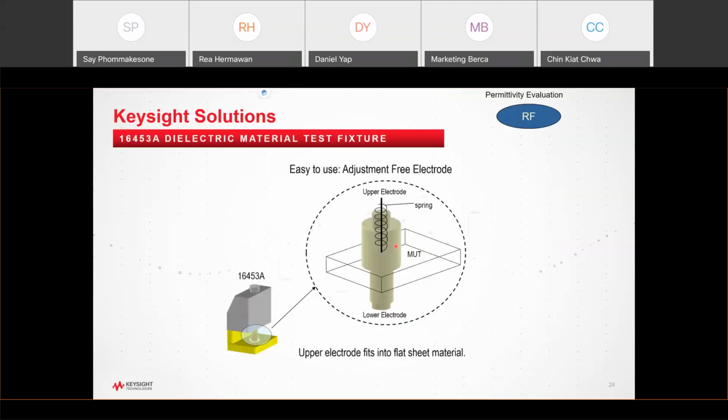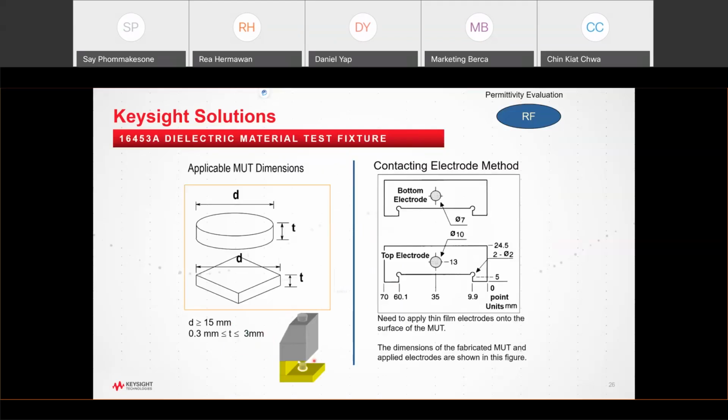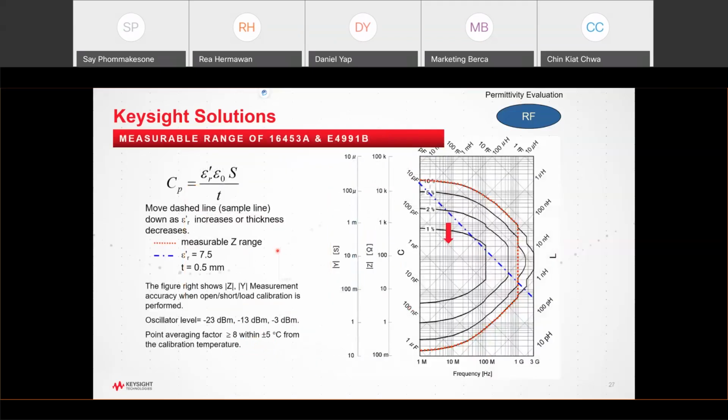The sample, basically, this fixture has the spring load here. You can pull it up and put the sample between those two electrodes, the lower and upper electrode. The sample, of course, can be either rectangular or circular, and you can measure the sample thickness and the electrode bar top and bottom, something like this. And then again, this graph shows you where the measurement needs to be made.